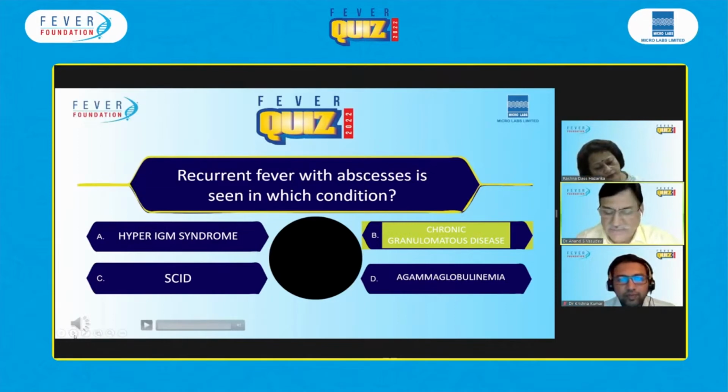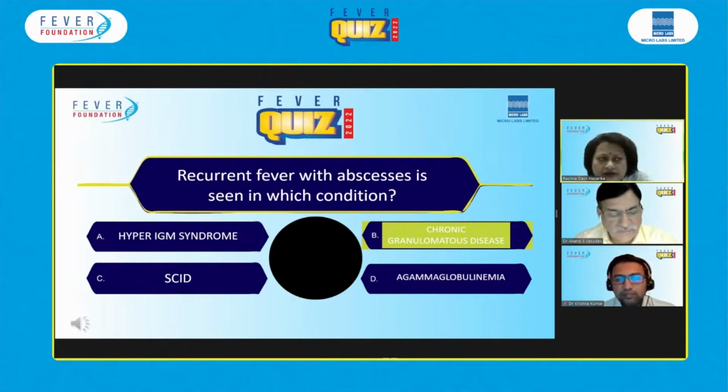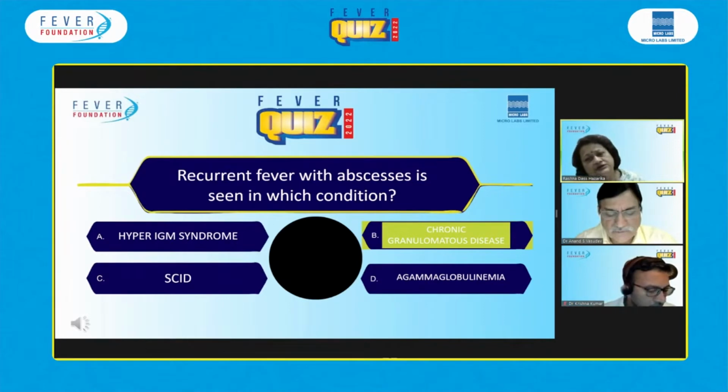And I would just ask Dr. Rachna if she needs to add anything more. I think in CGD, the students have to understand that it's a defect in the NADPH oxidase enzyme. And therefore, the phagocytes are not able to kill the bacteria or the fungus. And that's why you land up with these deep-seated abscesses. The curative treatment here is bone marrow transplant.